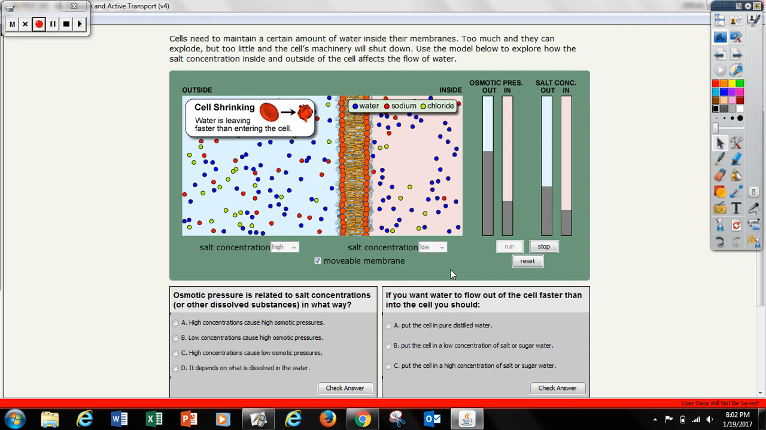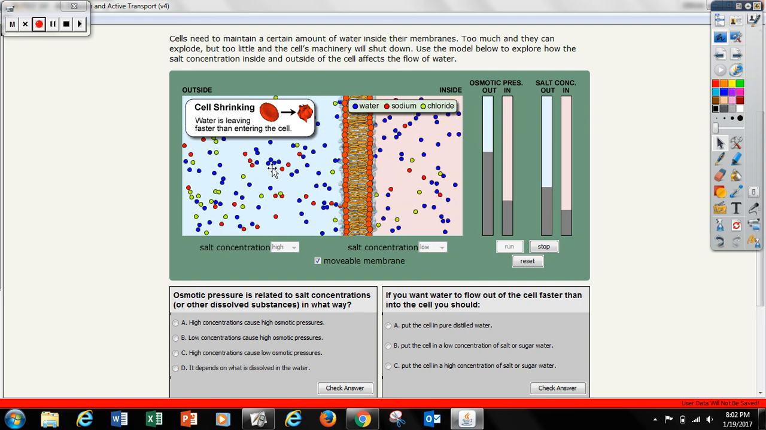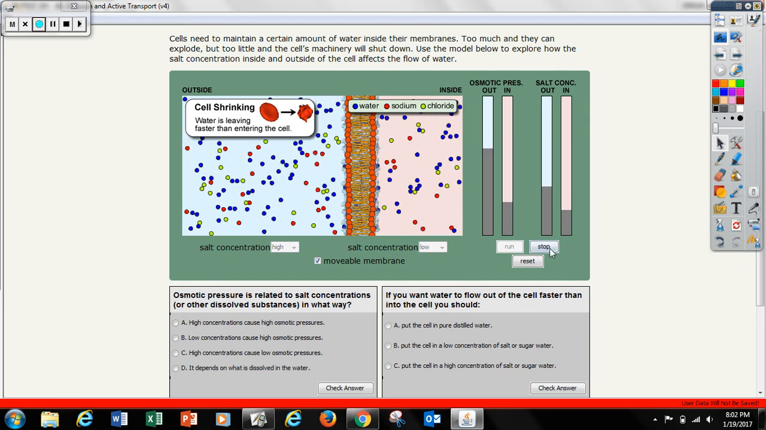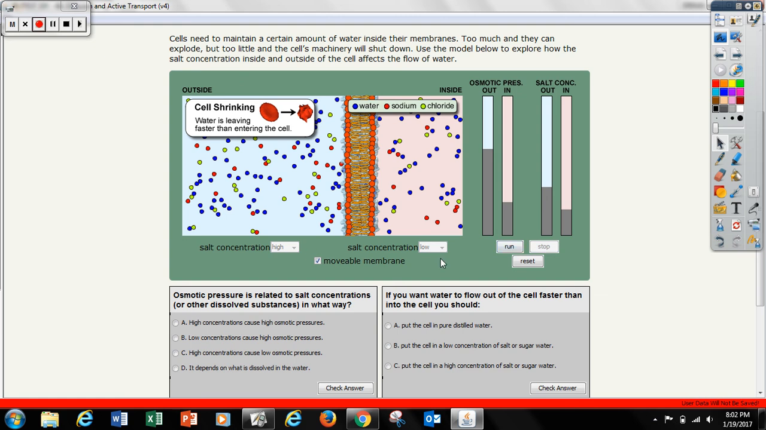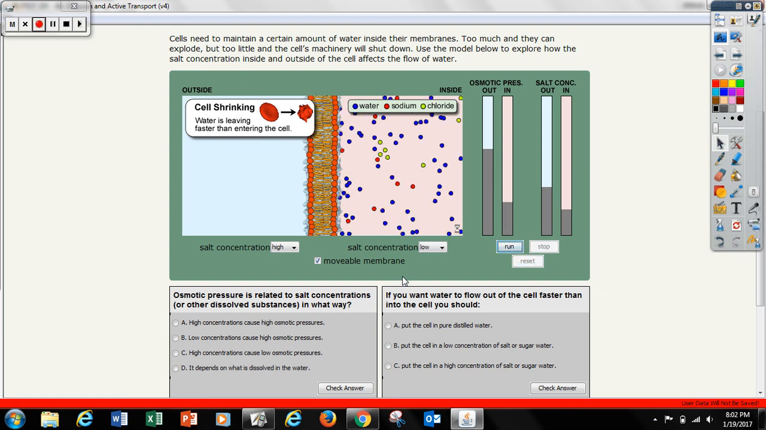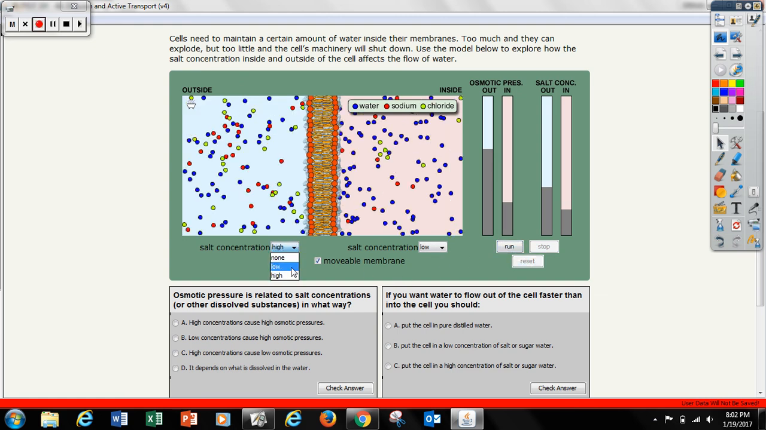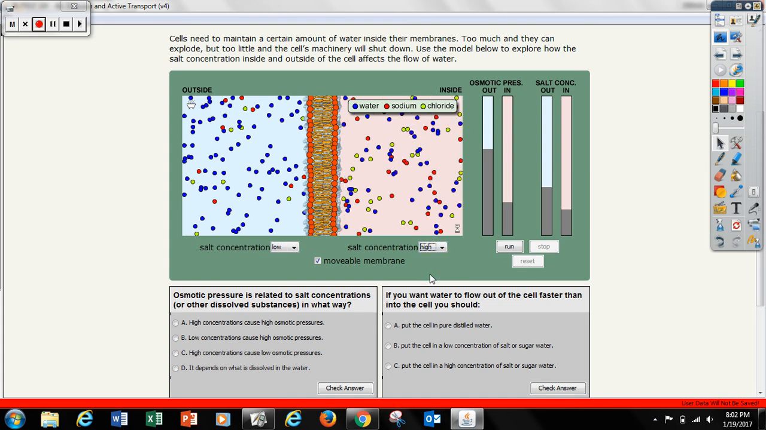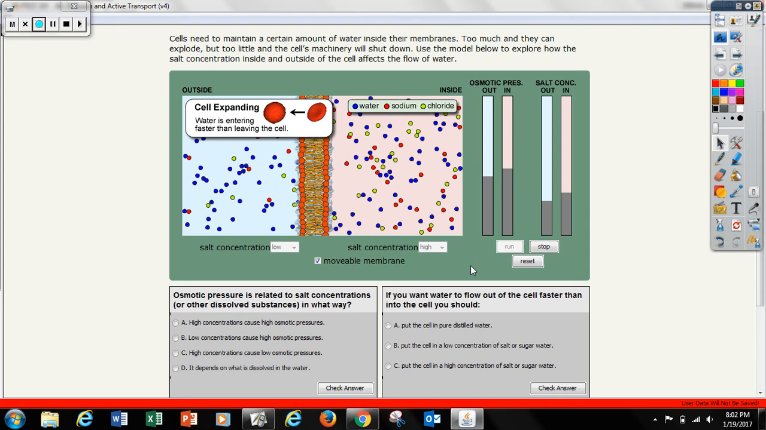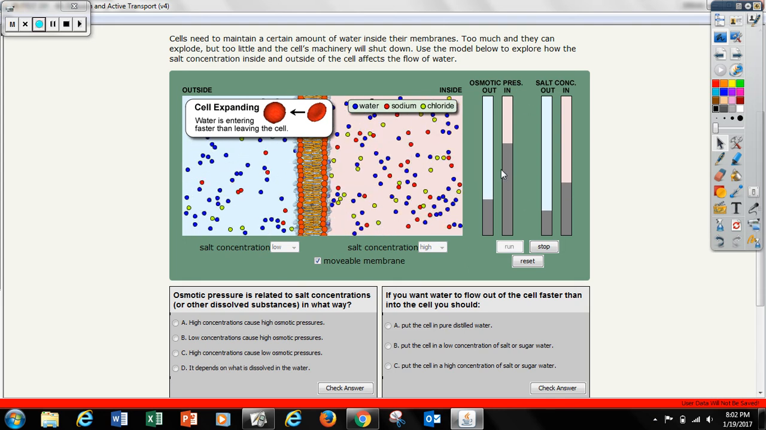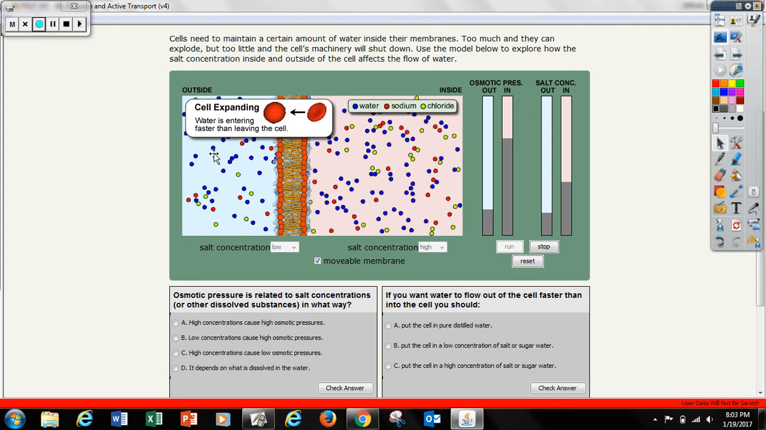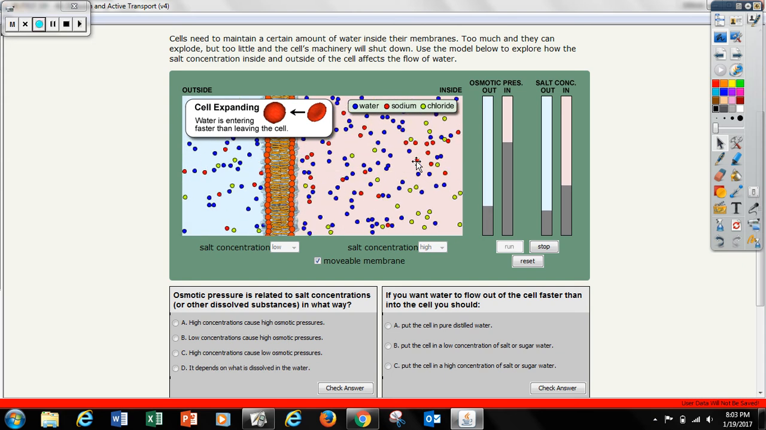Because now, even though there's more stuff outside the cell, it's a larger space. And then we can run that in reverse if we wanted. But let's, in this case, put a low concentration here, and we're going to put a high concentration here. We're going to keep the movable membrane, let that run. First of all, those immediately switch, right? But now we see the cell's expanding because water is entering the cell faster than leaving.